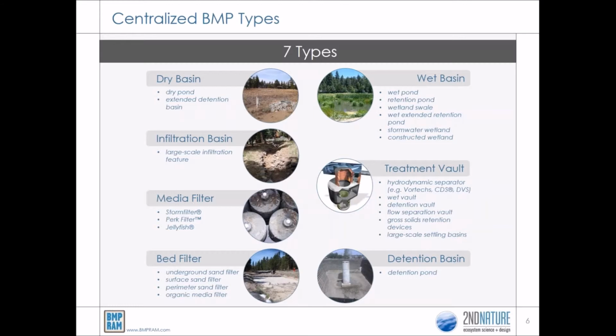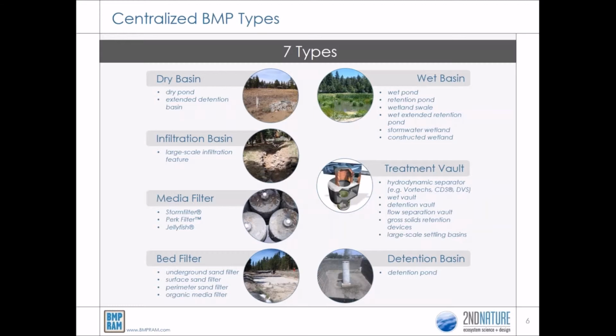BMP RAM defines 7 centralized BMP types based on their common features and the fundamental processes they rely upon to improve water quality. The 7 types listed here are dry basins, infiltration basins, media filters, bed filters, wet basins, treatment vaults, and detention basins. As you can see, we have also provided examples of other common BMP names for each of these 7 centralized BMP types.